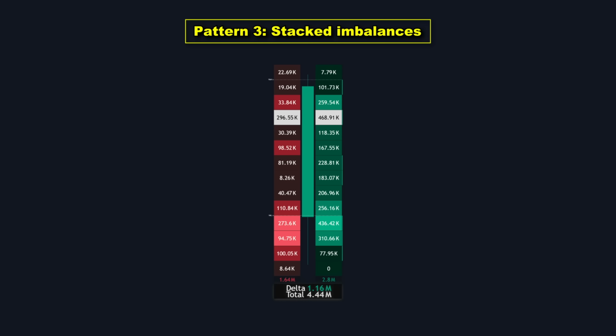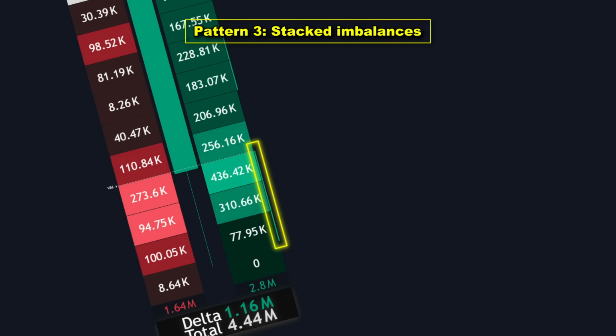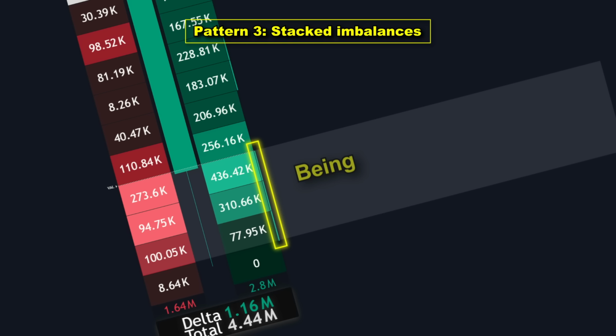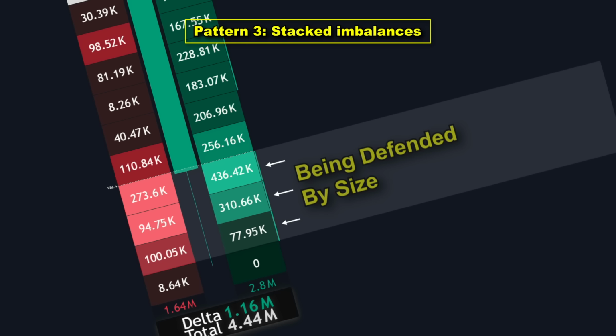Flip it for demand. A downtrend meeting a wall of stacked buying imbalances, aggressive buyers at 5, 6, 7 consecutive levels, that's accumulation. That's a zone being defended by size. Price almost always reacts. TradingView flags these clusters visually, coloring the individual imbalance cells automatically.